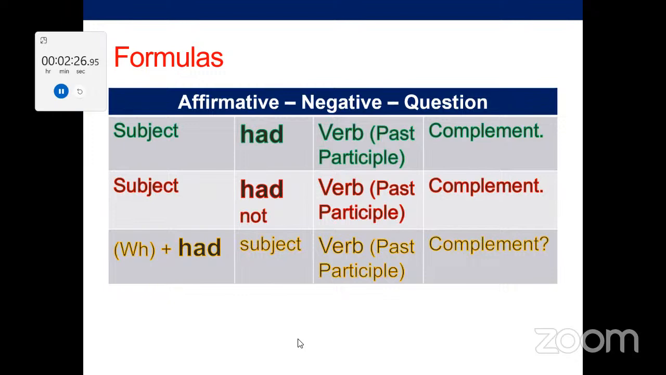Okay, just in case, remember that you have to use the past participle of the verb, right? I had gone, I had seen, I had taken, I had given, I had started, okay? Always, if it's affirmative, negative, or question, it's always going to be the past participle, and it's always going to be with had. Okay, I had, she had, we had, they had, always had.